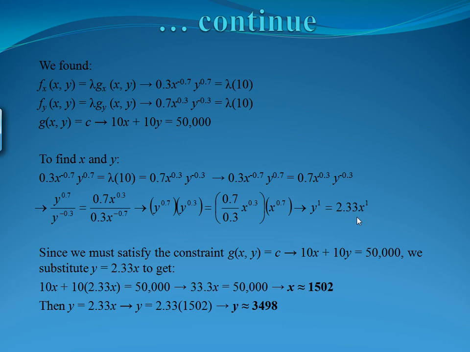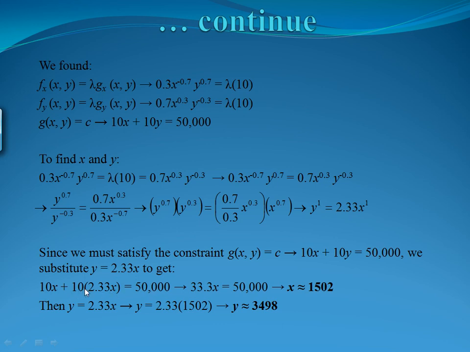Well, this is very handy. We use the first two equations to get something in terms of x and y, and now we can use our third equation, our constraint equation, to actually solve. So here, our constraint says 10x plus 10y equals 50,000. We substitute in y equals 2.33x, and that gives us what? 10x plus 10 times 2.33x equals 50,000.